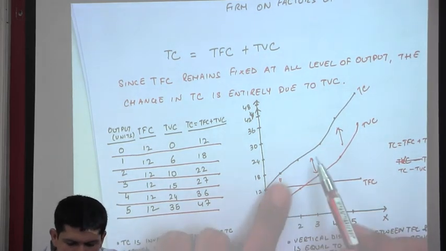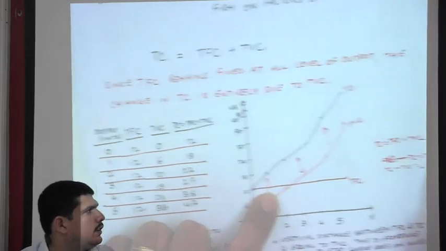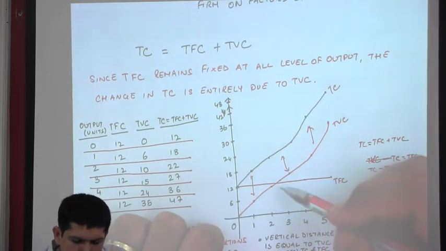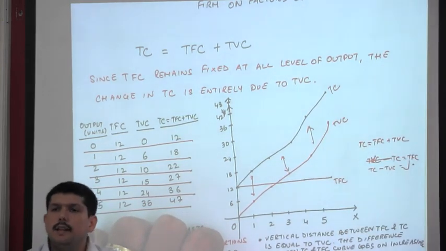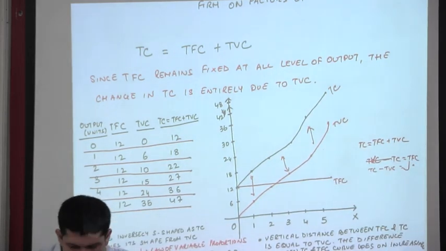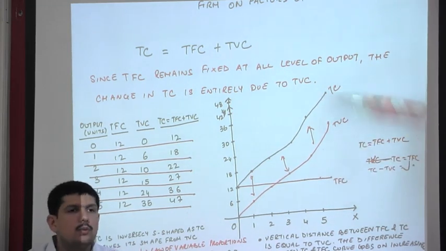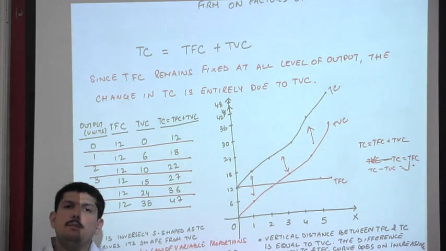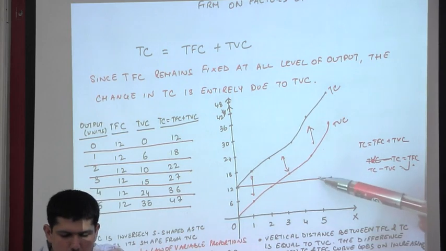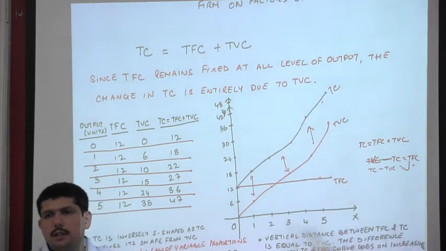So the vertical distance between the total cost curve and total variable cost curve is the total fixed cost, and fixed cost remains constant at all levels of output. So these total cost and total variable cost curves will be parallel curves, as the vertical distance between them will remain constant. What can you comment on the distance between the total fixed cost curve and total cost curve? It will keep on increasing, because as the output increases, the vertical distance between the total fixed cost and the total cost curve increases because of the change in the total variable cost, right?